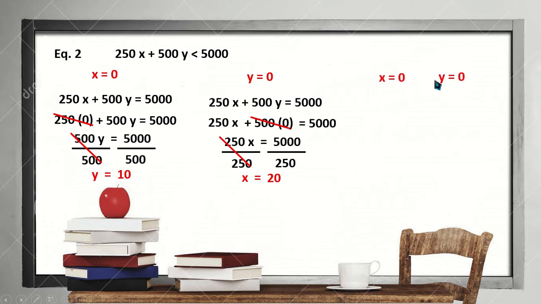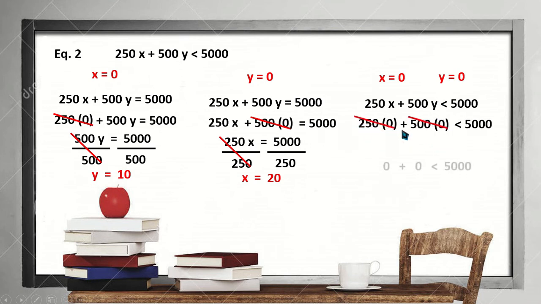And then, test the origin naman natin para malaman natin kung ano yung part na isi-shadean natin or ano yung mga solutions ng inequality na ito. Okay, so we have x is equal to 0, then y is equal to 0. So we have 250x plus 500y is less than 5,000. Palitan natin ng 0 sa x, tsaka si y. So cancel, ang matitira na lang is 0 plus 0 is less than 5,000. So we have 0 is less than 5,000. Tama ba o mali? That is true.